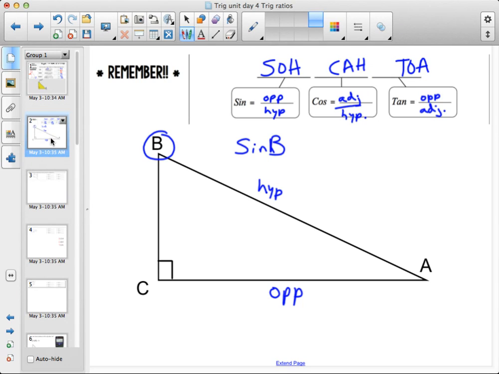The cosine of B would then be the adjacent side length, ADJ, over the hypotenuse, right? And the tangent would be in reference to the opposite side over the adjacent side. All right, let's start looking at some of these ratios and put them into action a little bit.